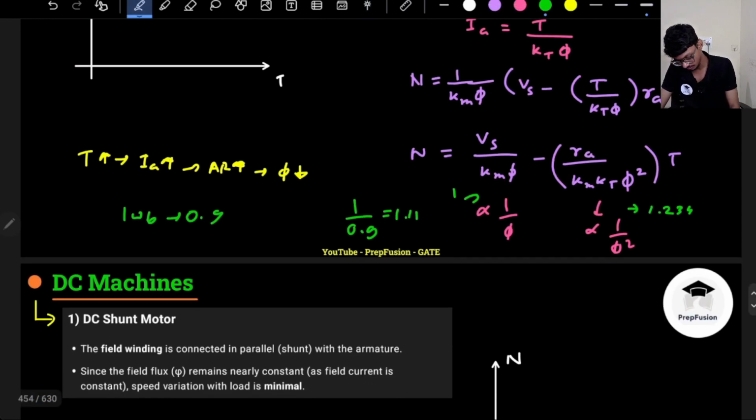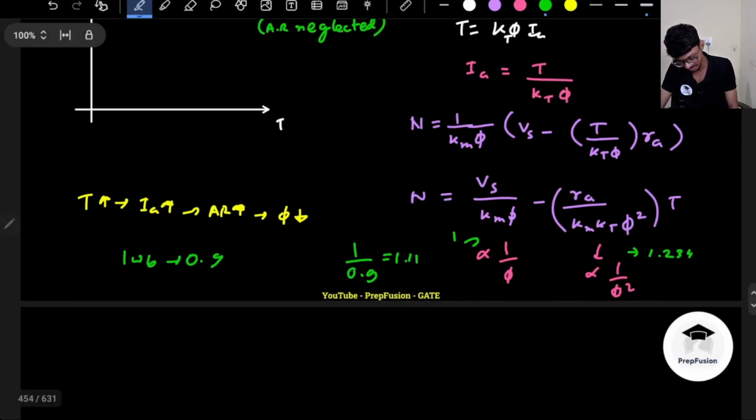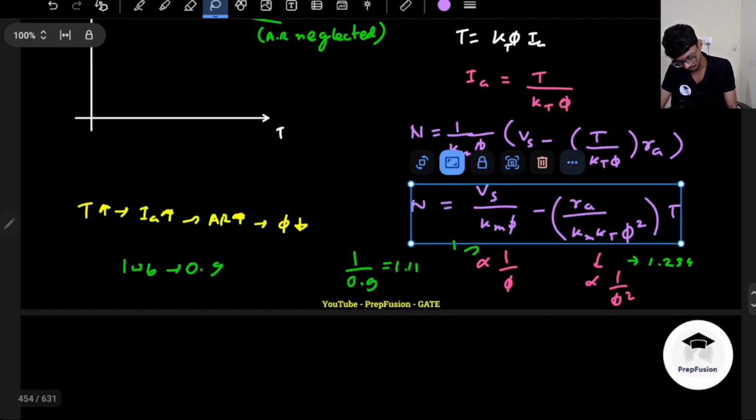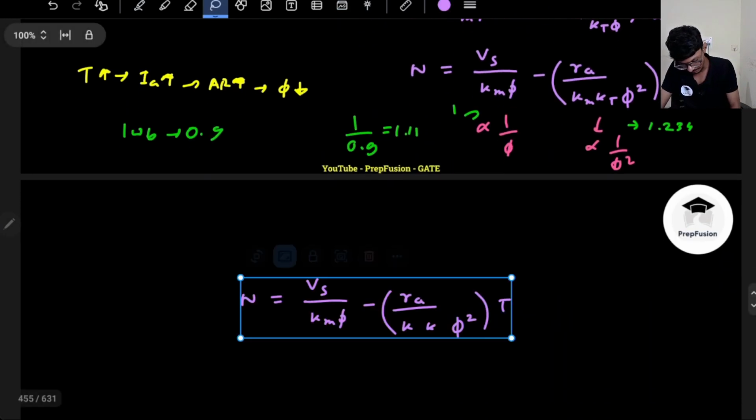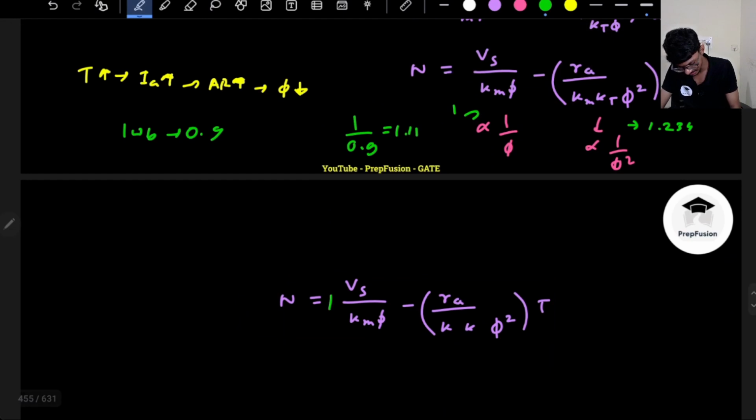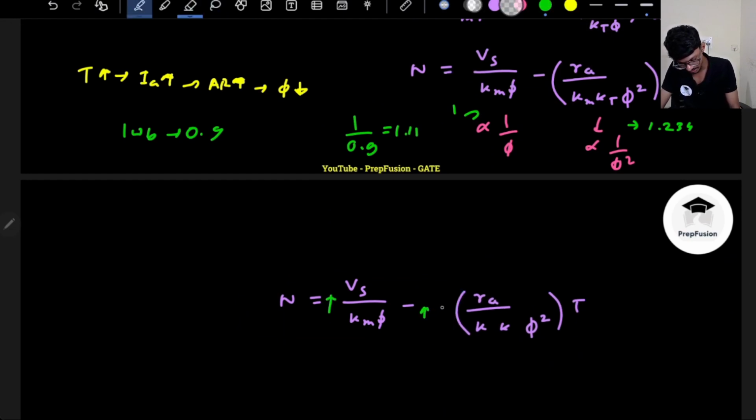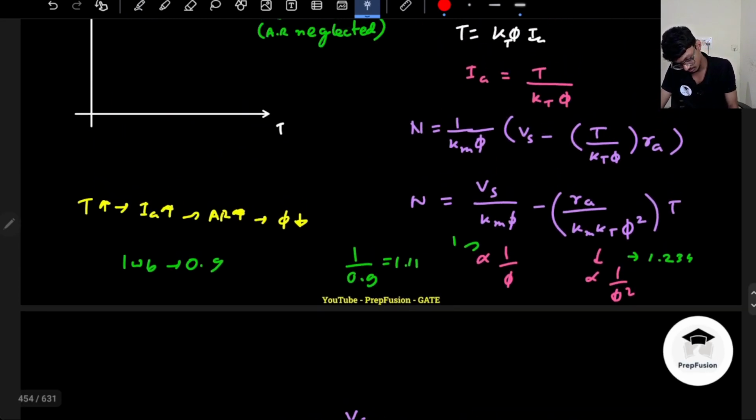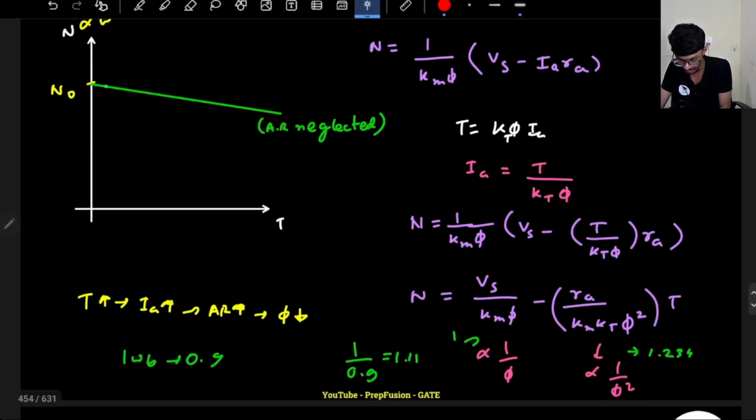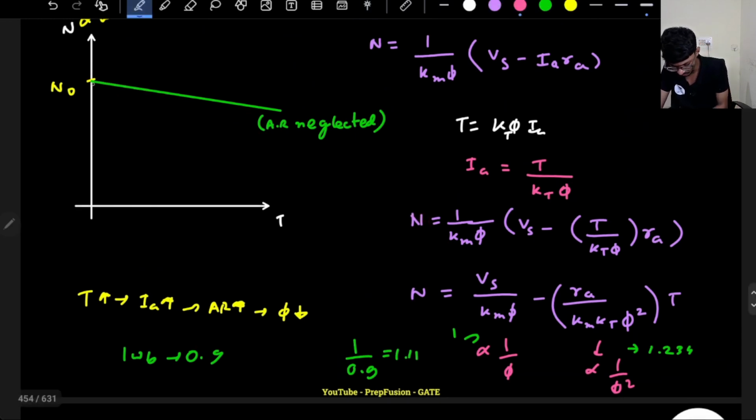So what is the significance? If I am showing a one arrow increase here, then this will increase twice the arrow. If this is increasing more, that means the speed will reduce because I have a negative sign here. So previously my line was here with armature reaction neglected, and the line will be somewhat lower with armature reaction considered.